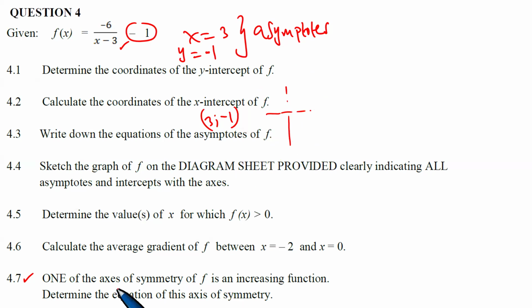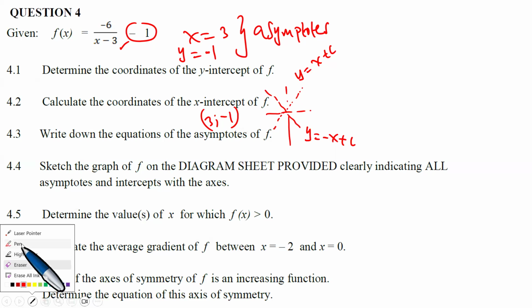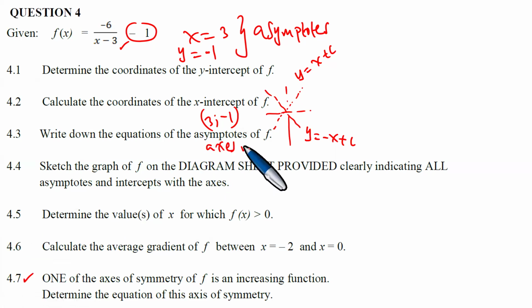So now if you have to deal with the axis of symmetry that is an increasing function, there's an axis of symmetry that is going to have a positive slope. There's y equals x plus c, and the other one is y equals minus x plus c. Both of these are what you call the axes of symmetry. So you just have to choose one of them, the one with the positive slope.